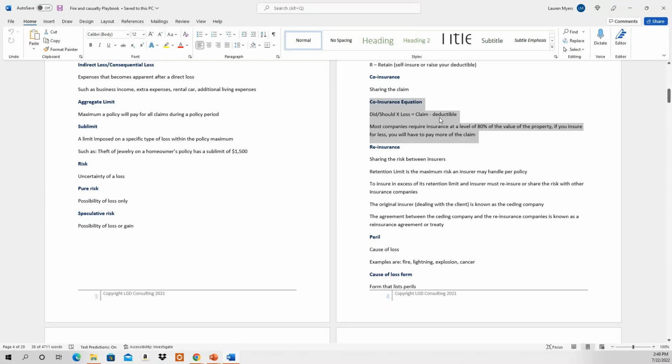Okay. Number one, you got to know this equation because that's very common, that's a test question. What is the coinsurance equation? Another thing you need to know is what is coinsurance about? Most companies require you to carry reasonable amounts of coverage to the value of the property, right? And so you need to know the definition of coinsurance.